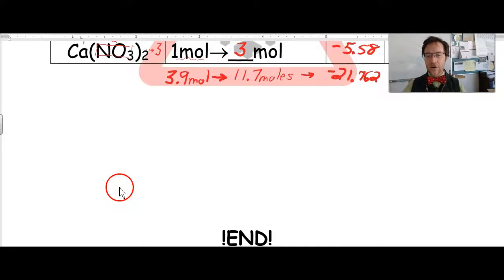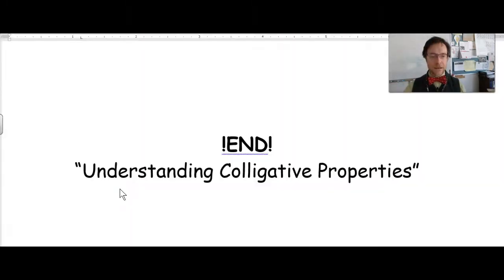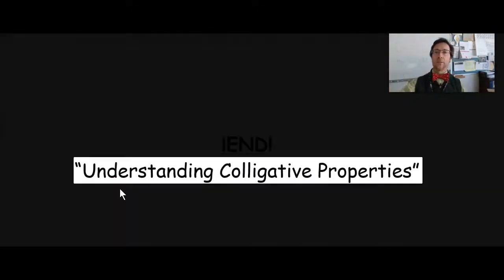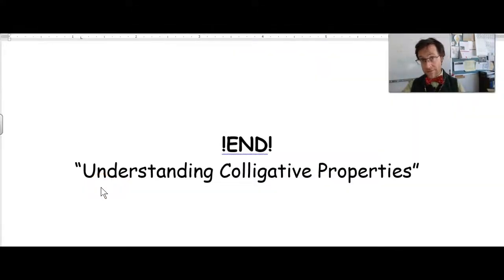Got it! You got it! I know you got it. Bam! Done. End. Understanding colligative properties is how we're going to practice all this loveliness.